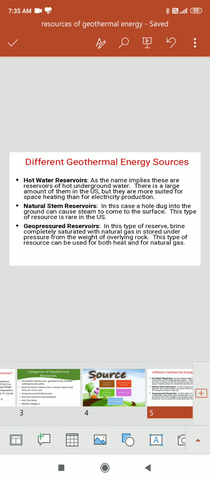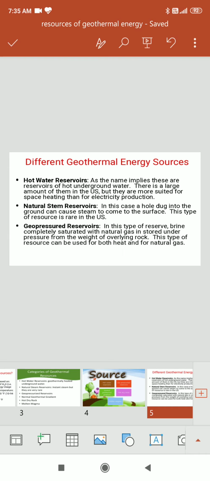Next, natural steam reservoirs. In this case, a hole dug into the ground can cause steam to come to the surface. This type of resource is rare in the US, that is, America. I already said that direct steam is available in underground reservoirs, which will be extracted by different equipment and used directly in different applications, majorly for generating electricity.